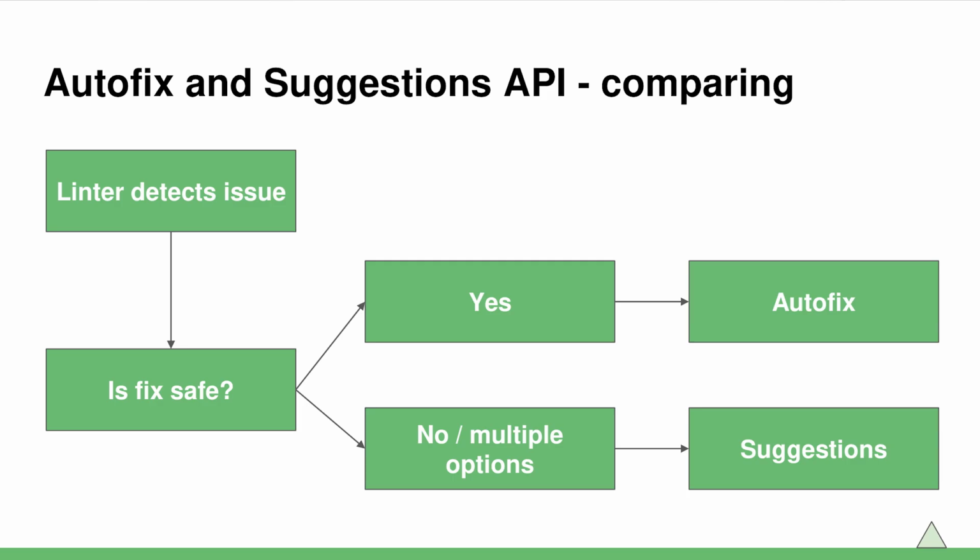This flow helps compare autofix and suggestions APIs. Both start the same way. The linter finds an issue. Then the key question is, can this fix be applied safely? If yes, we use autofix. The change is done automatically, no extra work for the developer. If no, or if there are multiple possible fixes, then we use suggestions. The linter explains the options and the developer decides. So autofix is about speed and automation, while suggestions are about guidance and choice.